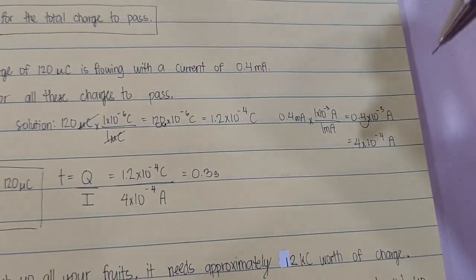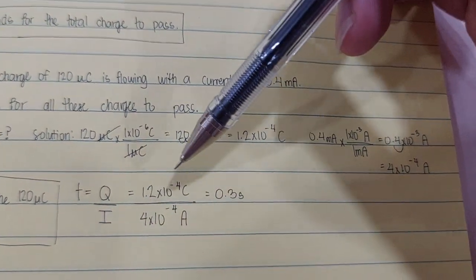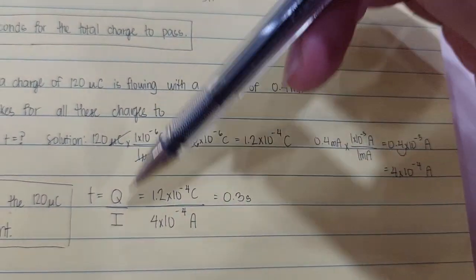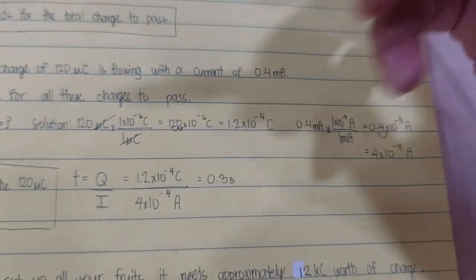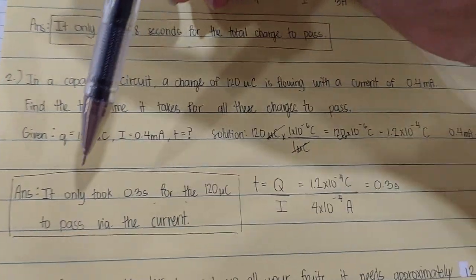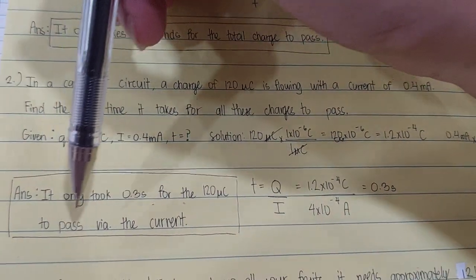Now that we have all the variables in coulombs and amperes, we can put them into the formula. So we've got 1.2 times 10 to the power of negative 4 coulombs divided by our current of 4 times 10 to the power of negative 4 amperes, and we'll end up with a value of 0.3 seconds. So it only took 0.3 seconds for the 120 microcoulombs to pass from the current.